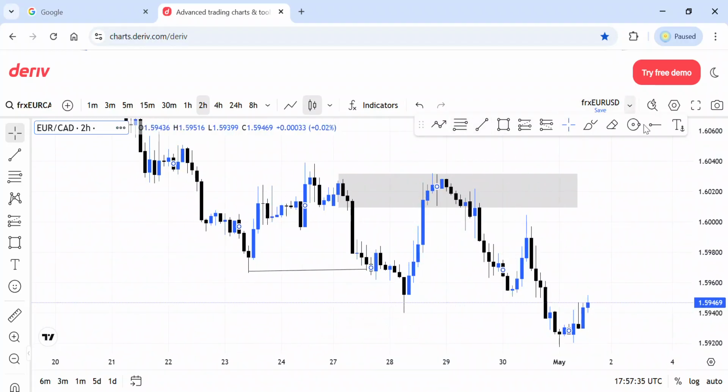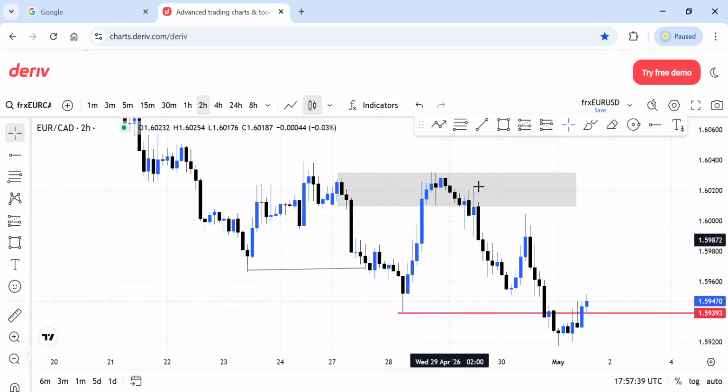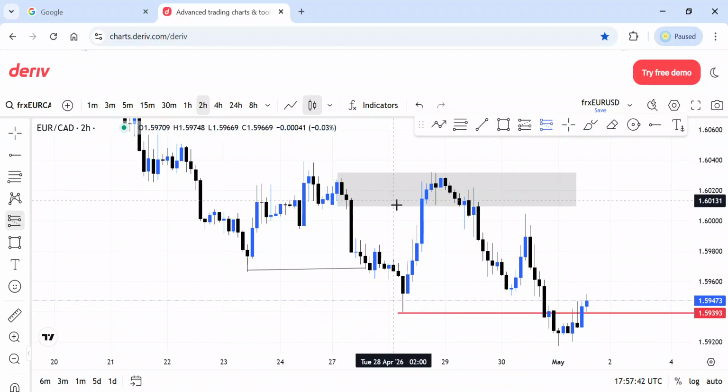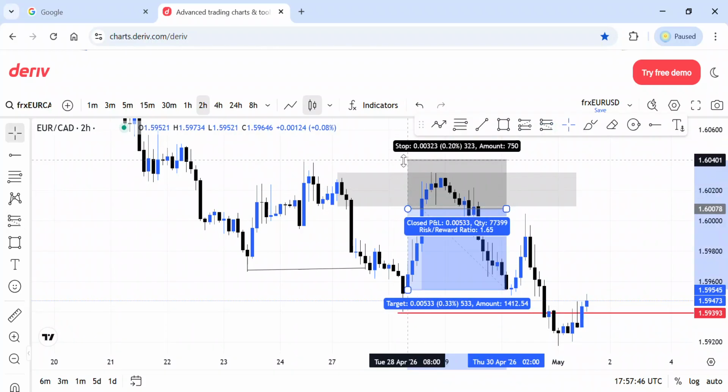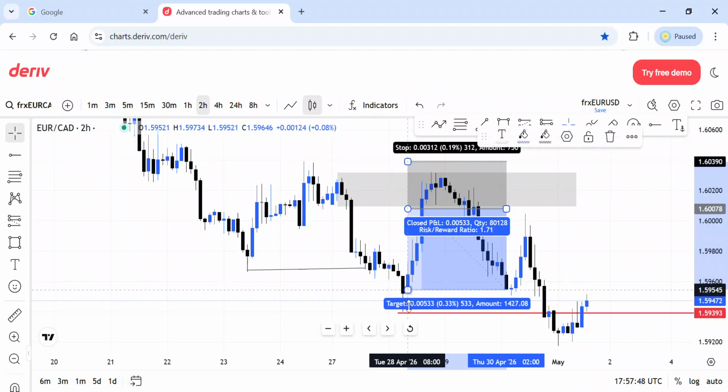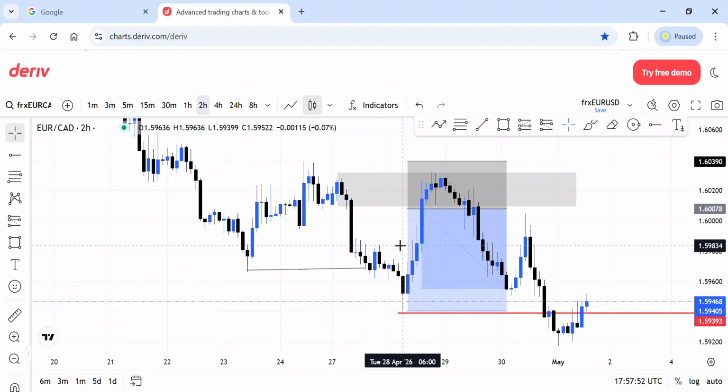Targeting this external range liquidity, easy peasy, no stress. If you're that kind of aggressive trader, you're going to place your sell limit here, your stop loss above the high, then you target the external range liquidity, easy peasy, no stress. That's how it works.